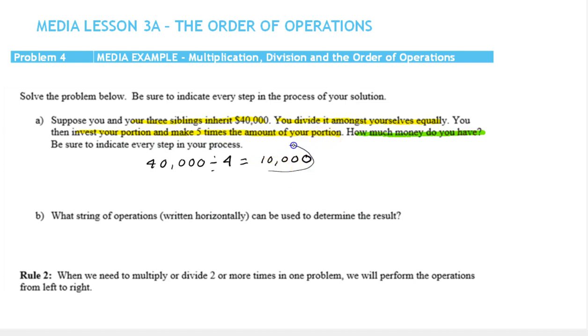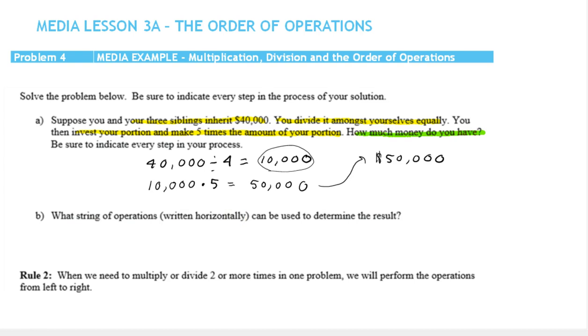Now, you invest your portion and make 5 times the amount of your portion. So this is, everybody gets 10,000, so that's your portion too. And we're going to take that and multiply it by 5. And you get $50,000. So this is the result of how much money you have. You have $50,000.